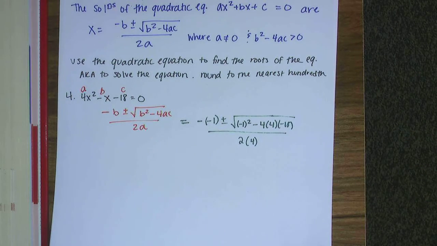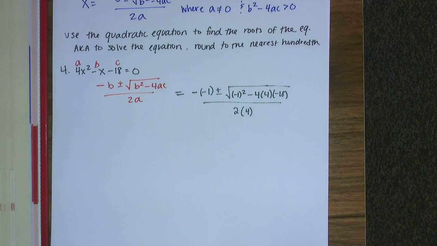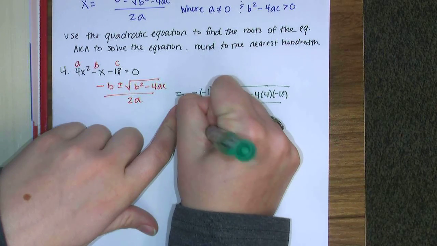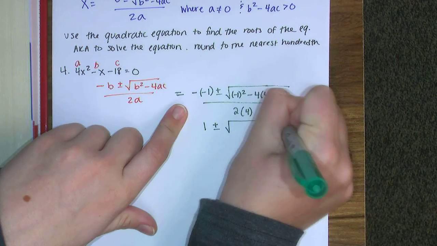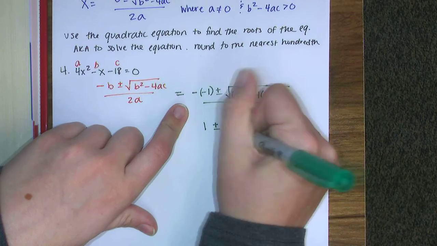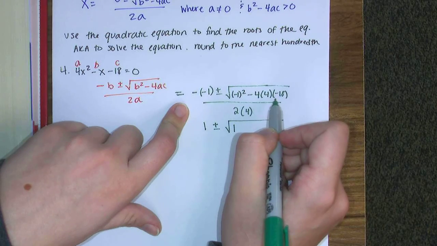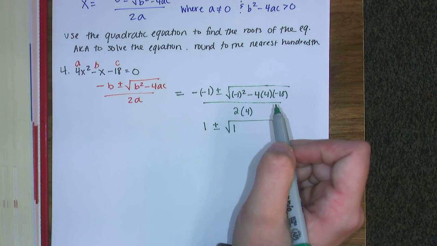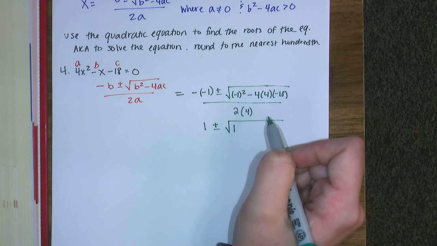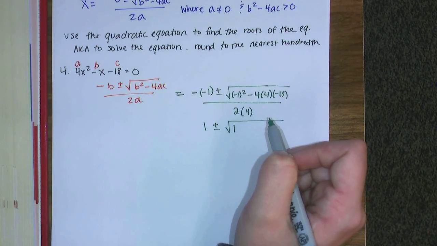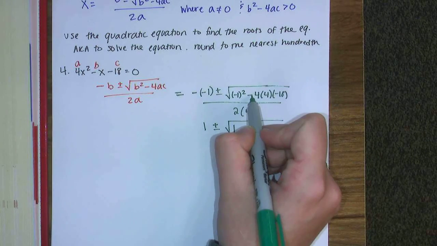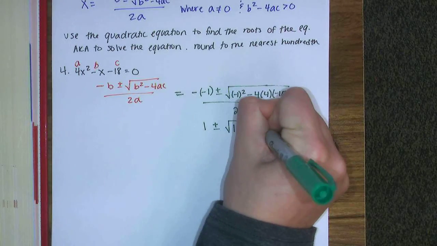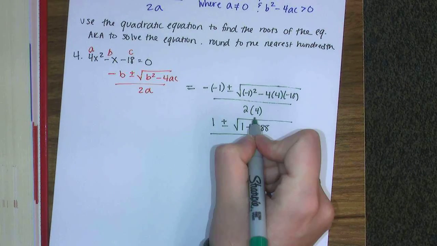Alright, so now I just need to work with all this stuff here. So negative times negative 1 is positive 1. So I have 1 plus or minus the square root of negative 1 squared is 1. Now, here's where you might want a calculator. You're welcome to use a calculator. I know 4 times 4 is 16. And that times 18, I just on my calculator, is 288. So it's going to be 1. Now, I had a negative and a negative, making that positive. So 1 plus 288 all over 2 times 4 is 8.